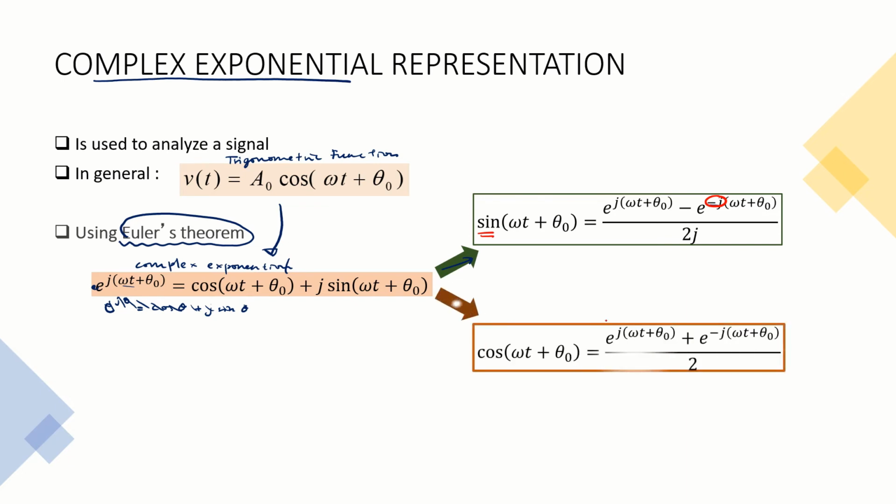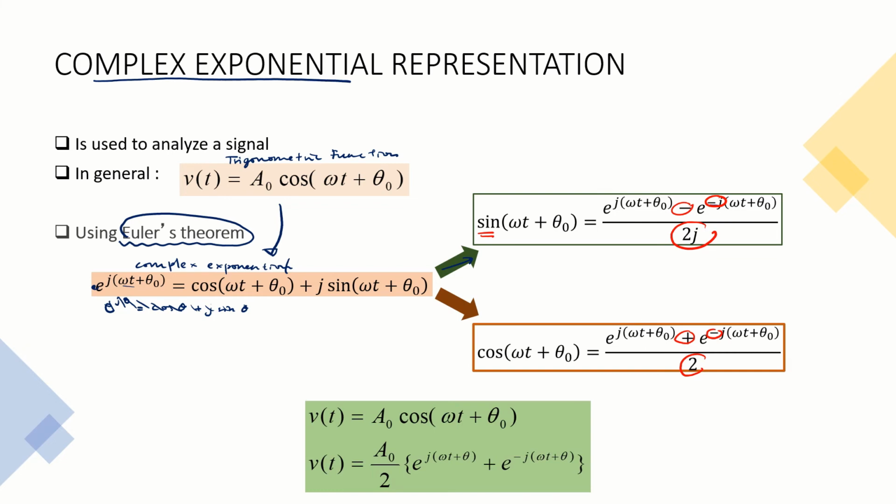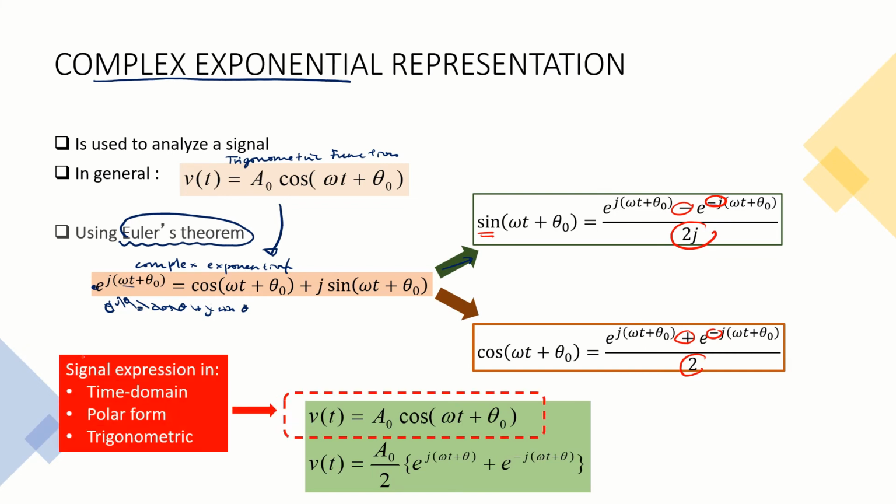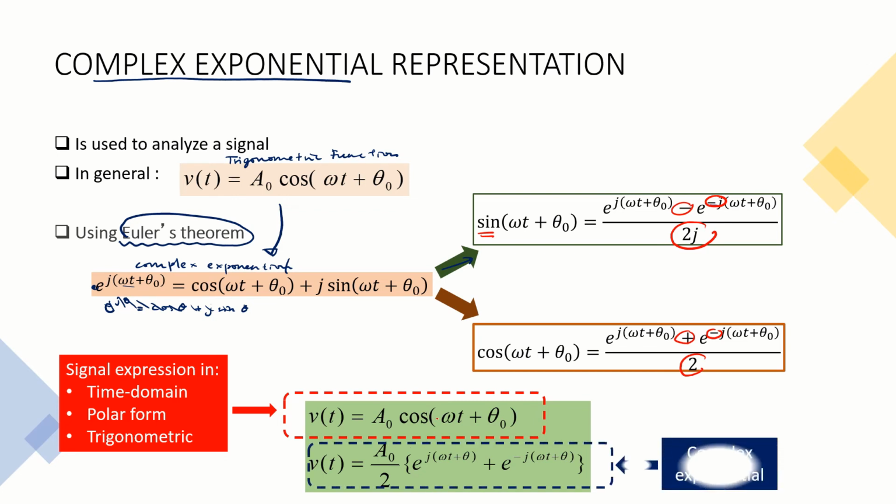In a cos form, it's also going to be the same, but the only difference is negative and positive. So you can always convert it into a sine or a cos. If it's sine, the down part is going to be 2j. If it's cos, it's going to be 2. So this is the trigonometric form, and this is the complex exponential form.